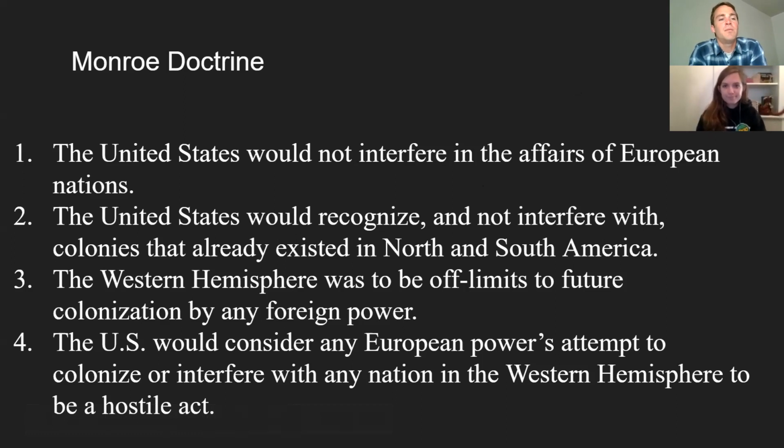We'll be moving forward into the later part of the 19th century, later 1800s and early 1900s, also looking at this same region of Grand Colombia, Panama, and Venezuela, and how the United States is going to more formally interact with those and start to undo some of this. The United States would recognize but not interfere with colonies that already existed in North and South America. Spoiler alert, they totally do. Yeah, they always interfere.